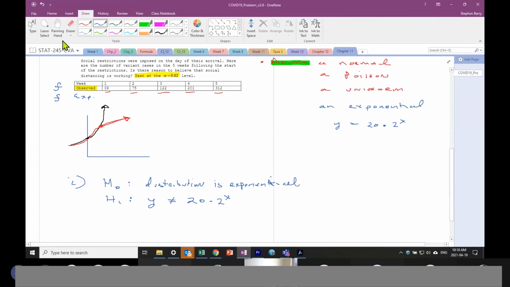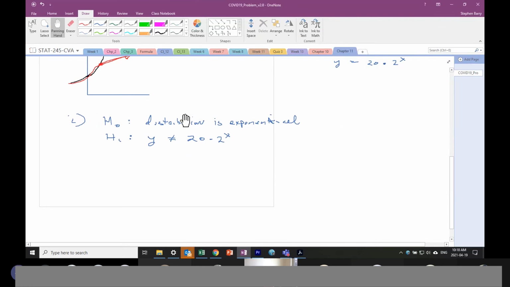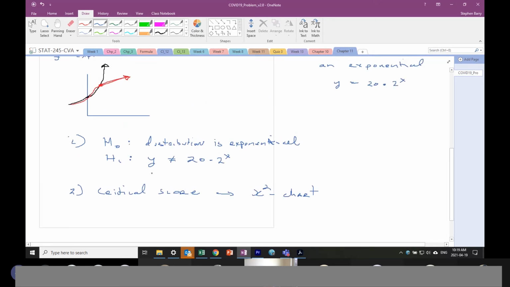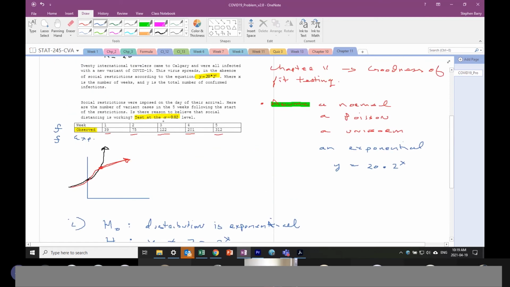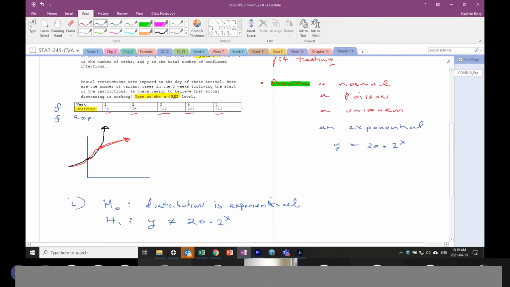So with all hypothesis testing, after you've figured out what you're testing for, in other words, is it exponential or not, you're going to figure out some sort of critical score. And with goodness of fit testing, we use what's called a chi-square distribution, which is new. And like all critical scores, you find them on a chart, right? The easiest way is, before we do any calculation, we have to figure out what level of testing we want to do here. Now, I believe they tell us 0.02.